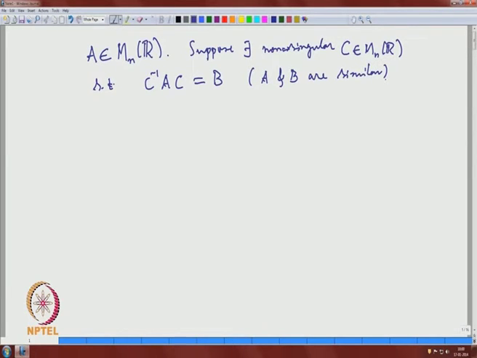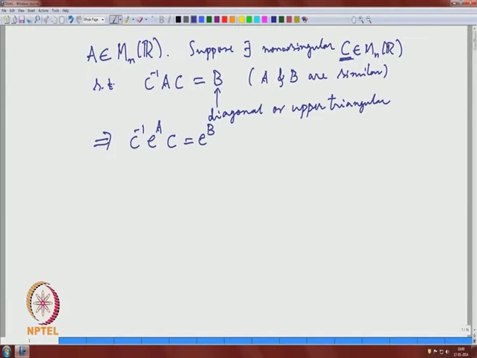We are aiming at finding a suitable C such that this B is either diagonal or, in the worst scenario, an upper triangular matrix. We will come to this a little later. We also saw that this implies C inverse e^A C is equal to e^B, so the exponentials of A and B are also similar.